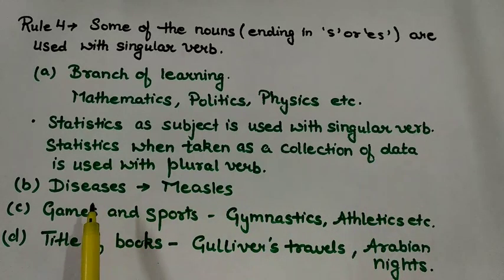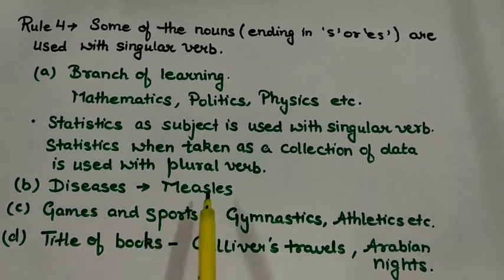We can also apply the rule with diseases, like measles. We are using a singular verb in the following sentence: measles is a very dangerous disease. We can also apply the same rule on games and sports like gymnastics, athletics, etc. Titles of books are also applicable here, like Gulliver's Travels and Arabian Nights. There can be many more examples like this.